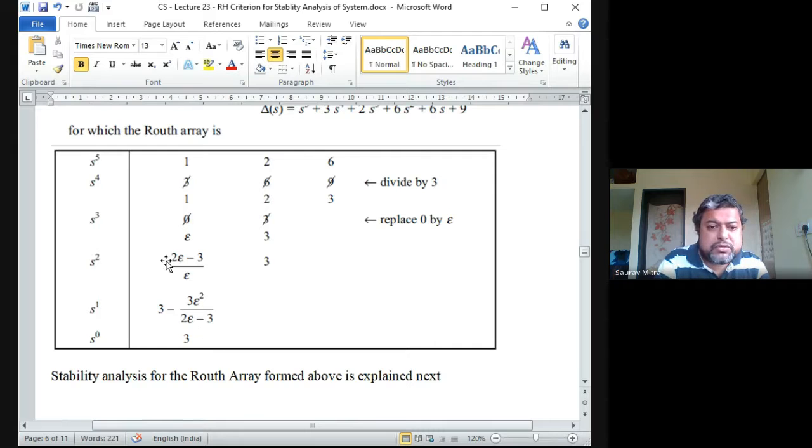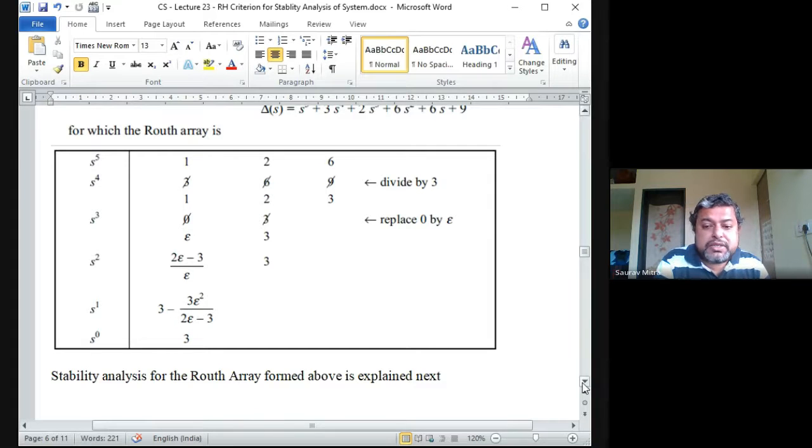What is the first question? Whether 2 epsilon minus 3 is positive or negative. If 2 epsilon minus 3 is negative, that means there is a sign change in the first column, and the system will become unstable. And the second question is whether 3 epsilon square divided by 2 epsilon minus 3 is greater than 3 or less than 3. If this second part is greater than 3, it means this sign is also negative.